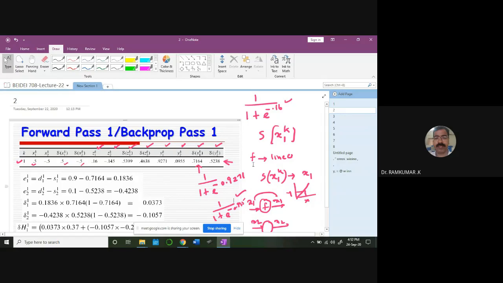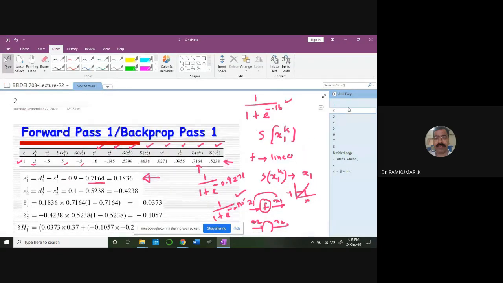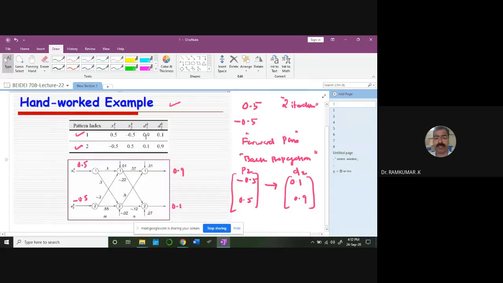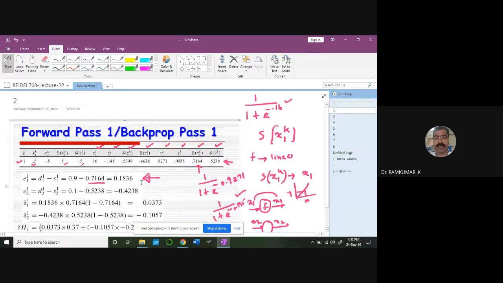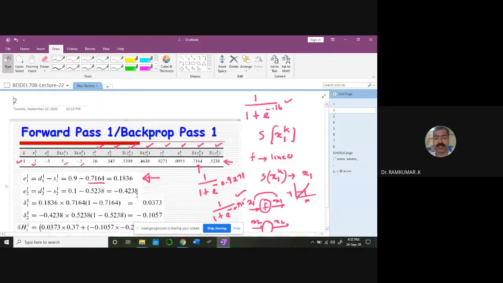So this is the first forward pass. Once you compute this forward pass, then go for the error. This is the output now: 0.7164 is the output of the first neuron. You take that value and compare it with the desired value. What is the desired value? The desired value is 0.9, D1K. You compare it and get the error. The second neuron is in the same manner: 0.5238. The desired value is 0.1 for the first pattern. So you compare it and get the error.